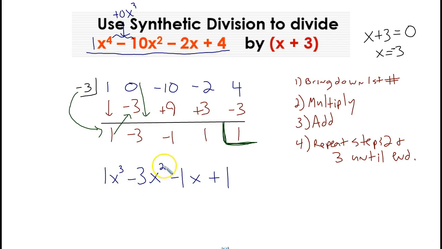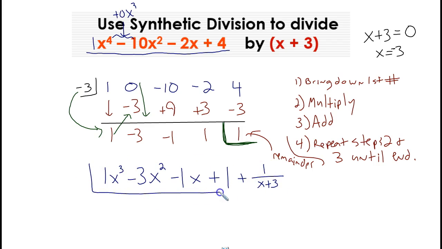Notice that my exponent gets smaller and smaller and smaller. And this guy right here is our remainder. And you might remember from before what we do with the remainder is we put it in the numerator. And in the denominator, we put what we were dividing by. Now remember, synthetically, we were dividing by -3. But the actual division, we're dividing by x plus 3. So that's what goes in the denominator of our remainder part, 1 over x plus 3. And this is our final answer.